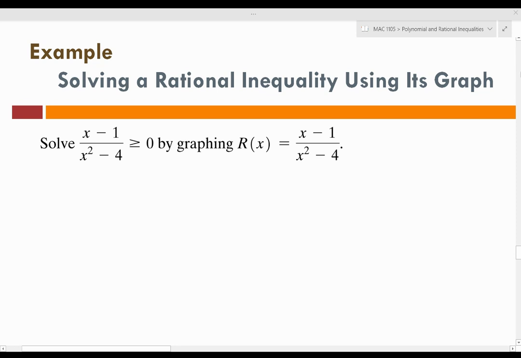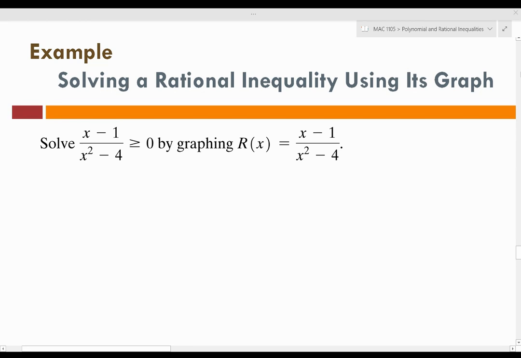All right, you guys, in the previous example in this section, we covered a polynomial inequality. We graphed it as well as solved it algebraically. So now we want to do the same thing, but this time with a rational. So this time our problem says solve (x minus 1) over (x squared minus 4) is greater than or equal to 0 by graphing r of x equals (x minus 1) over (x squared minus 4).